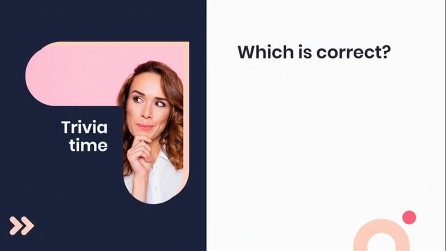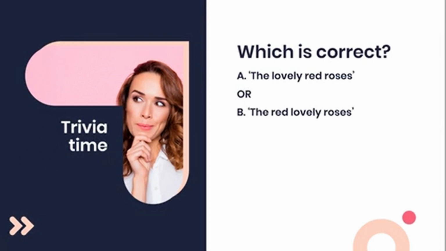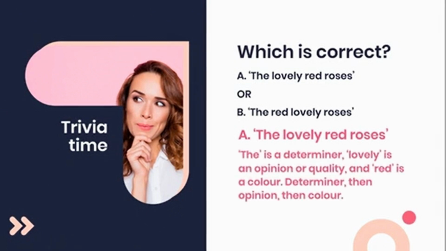It's trivia time. Let's see if you can remember what order to place the adjectives in. Which one is correct? A, the lovely red roses, or B, the red lovely roses? It's A, the lovely red roses. That is correct because the is a determiner, which means it's always at the beginning of the adjective sequence. Lovely is an opinion, and red describes the color.